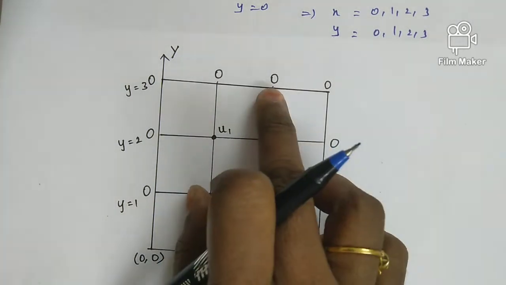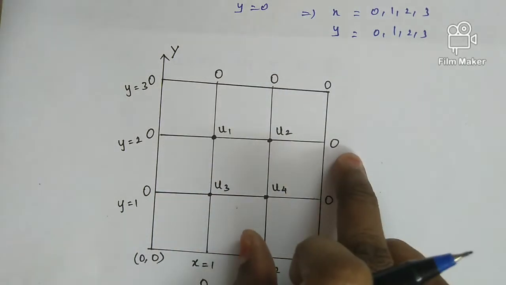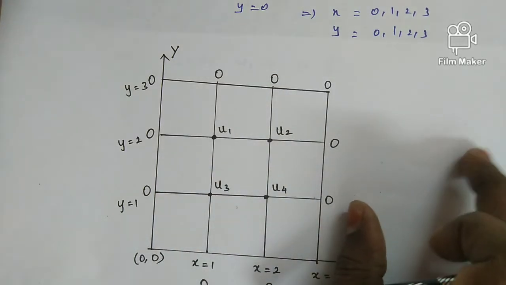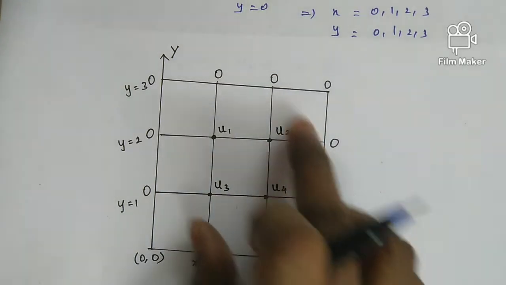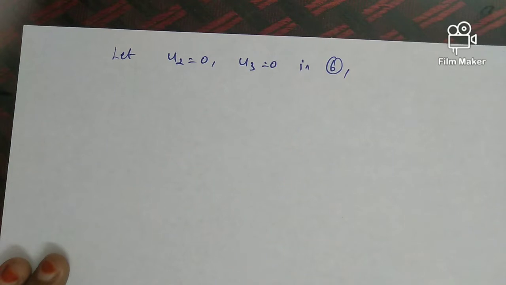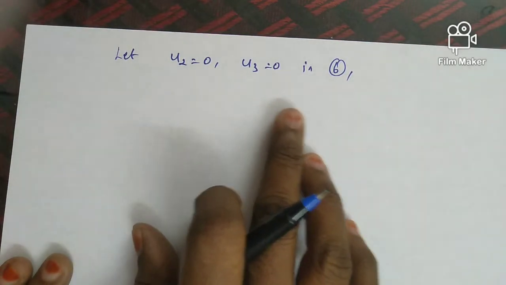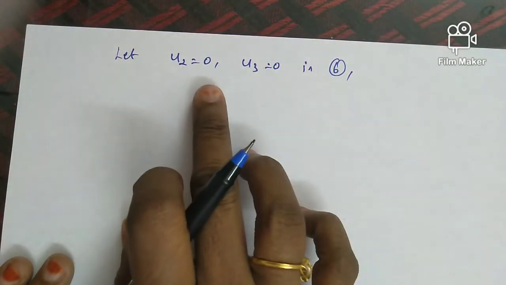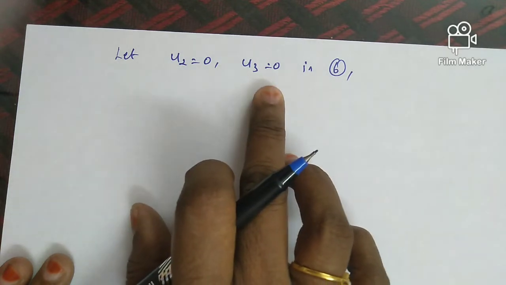That is the reason why we are taking u2 equal to 0 and u3 equal to 0. Suppose there are some boundary values, for example if it is 10, we get 10 plus 10 by 2, that is 20 by 2, we get 10. According to the boundary value only we take the values of u2 and u3, because we are going to start the iteration. To start the iteration only, we are taking it like that. So here we have taken u2 equal 0, u3 equal 0 in equation 6.